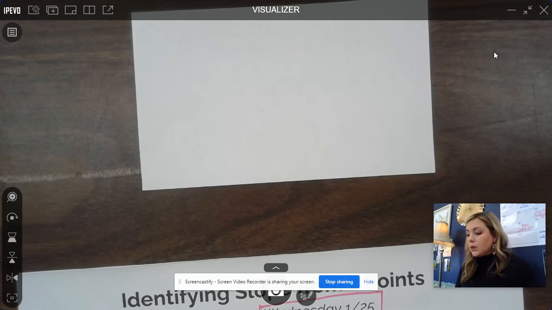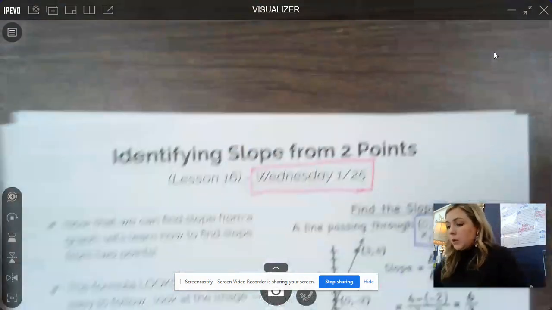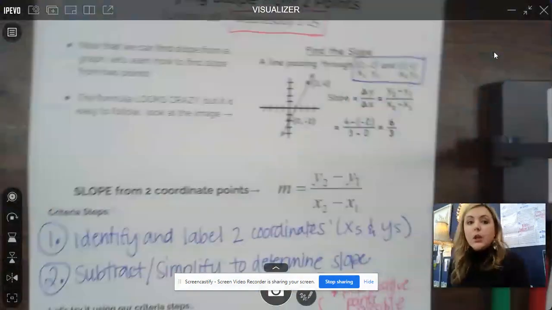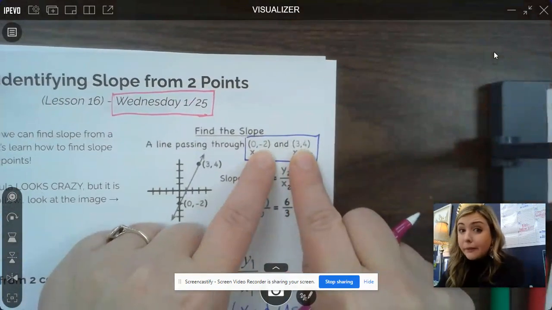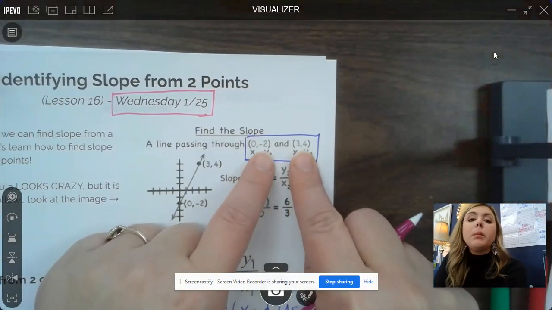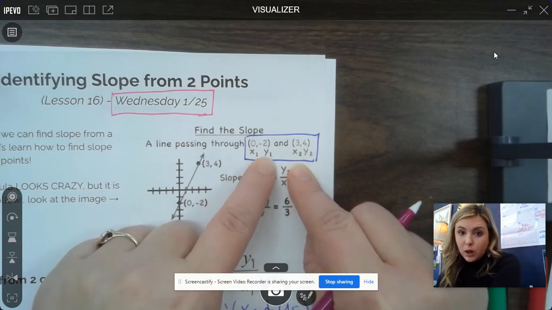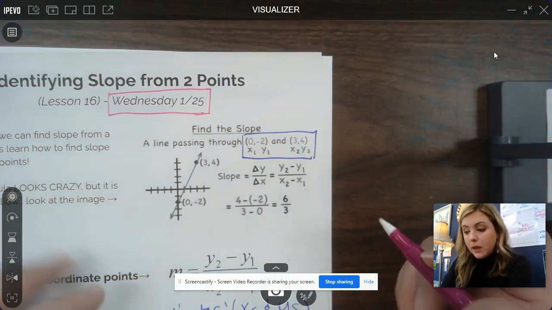So to determine slope from 2 points, I'm going to show you what I have written right here, and then I'm going to write it out for you, okay? To determine slope from 2 points, what we're doing is taking two coordinates. So rather than looking at a graph, I'm going to give you two coordinates. You're going to label them. This is the first x and the first y, the second x and the second y, and you're going to figure out the slope from that formula.